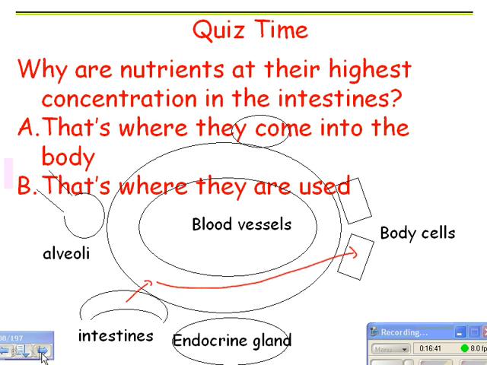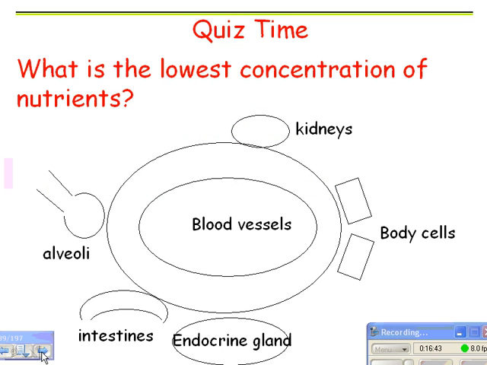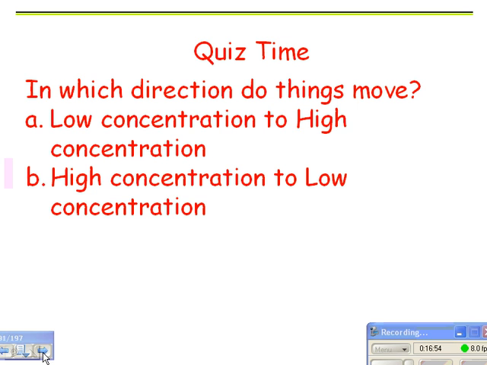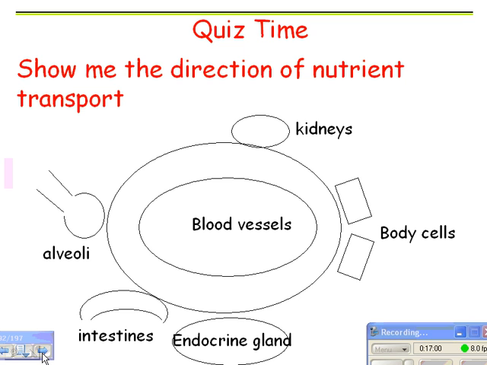Yeah. That's why your small intestines are so long. What's the lowest concentration of nutrients? Oh yeah, 'cause they are really long. Body cells. It's low there because that's where they're used. In which direction do things move? From high to low. High to low. Show me the direction of nutrient transport.